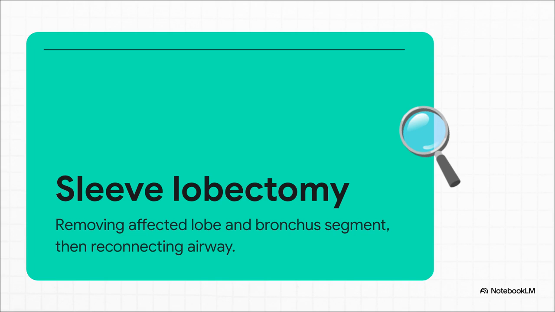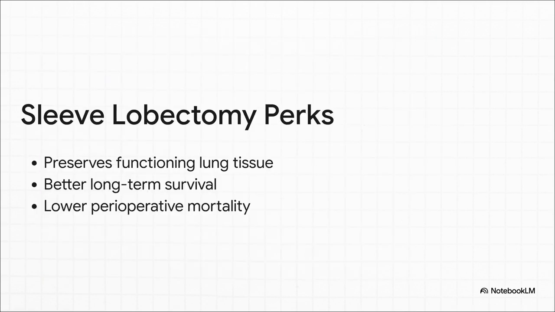Think of it kind of like taking a damaged section out of a pipe. They remove the affected lobe, along with a segment of the main bronchus, and then directly reconnect the remaining healthy airway. And this matters immensely. By preserving that healthy lung tissue, rather than just unnecessarily sacrificing it to a full pneumonectomy, patients experience much better long-term survival rates and significantly lower perioperative mortality. A full pneumonectomy is no longer the default answer. It's now the fallback option, really only used when these incredibly sophisticated lung-sparing techniques have been entirely ruled out.